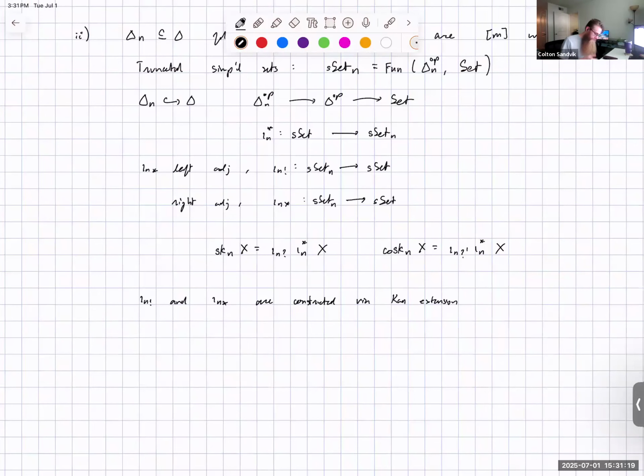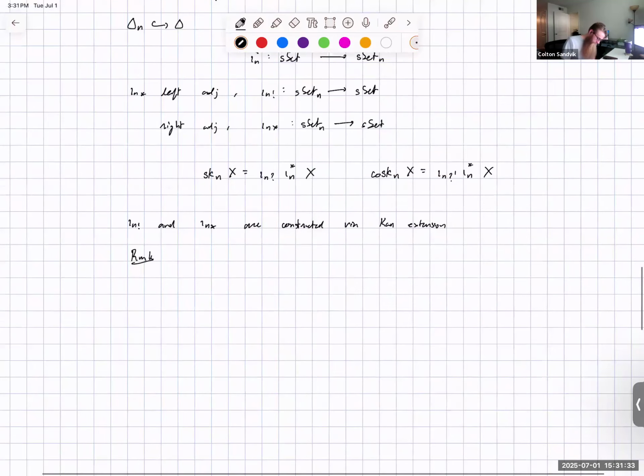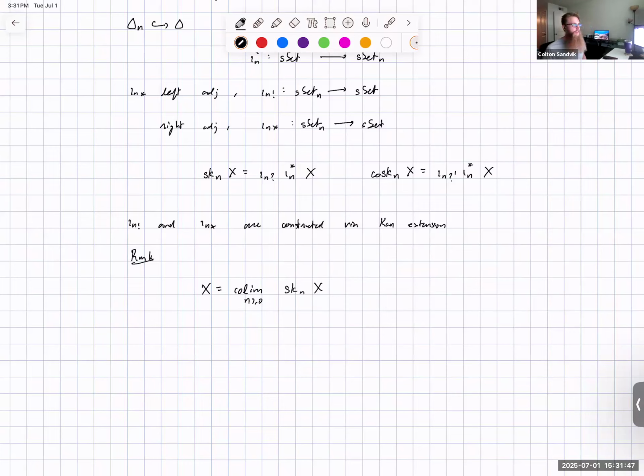But before we go on and see a couple of sub-examples of this, I want to make this remark, which is that every simplicial set can be constructed from its skeletons. So it's not hard to prove just from this general formalism that if we take the co-limit over all n greater than 0, then X is the co-limit of its n-skeleton. The way to interpret this is we're taking a union of all the n-skeleta, so you get the whole thing.